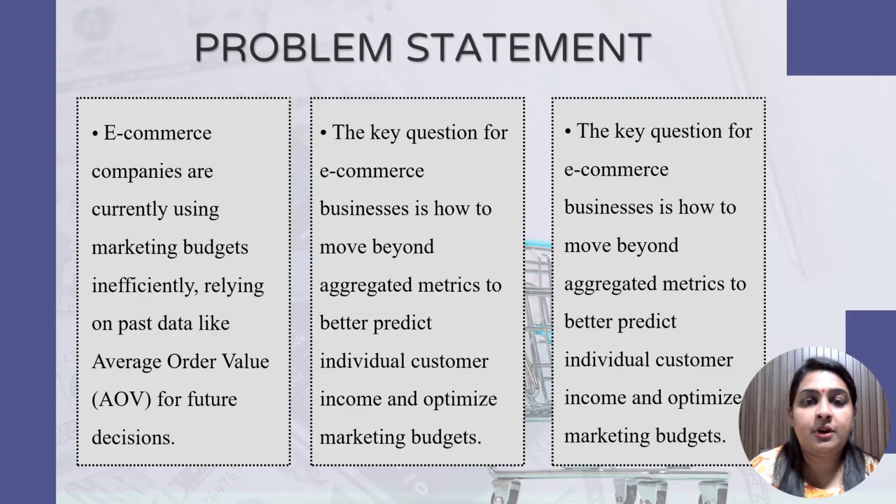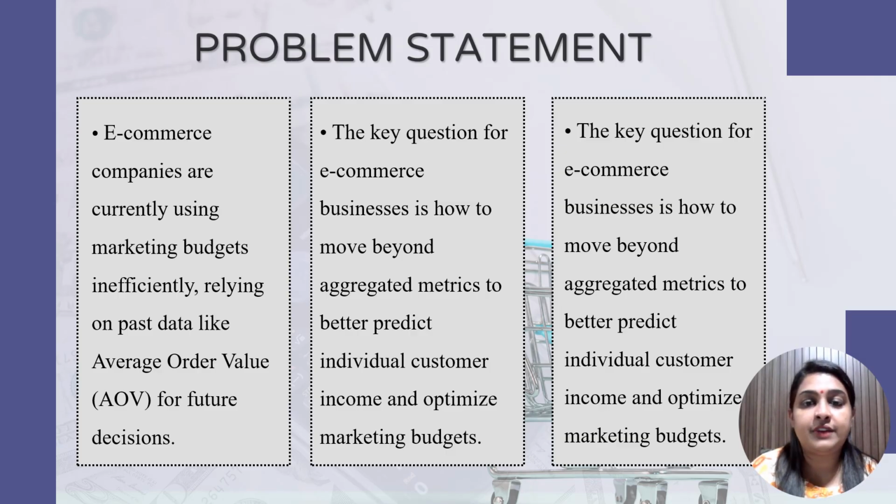First, the trap of historical data. Companies rely on past data like average order value (AOV) for future decisions. Currently, most e-commerce businesses are looking backward. They use metrics like AOV, which tell us what happened yesterday, to decide where to spend money tomorrow. The problem is the past behavior doesn't always guarantee future intent. Using AOV as a primary guide is like driving a car while only looking at the tailgater behind you. It doesn't help you see the curves in the road ahead.